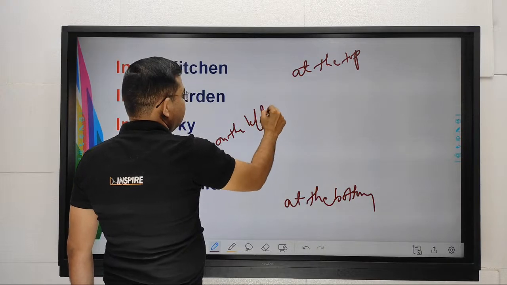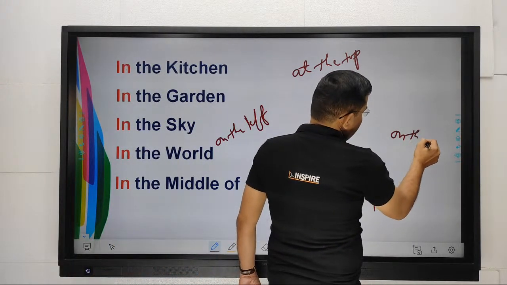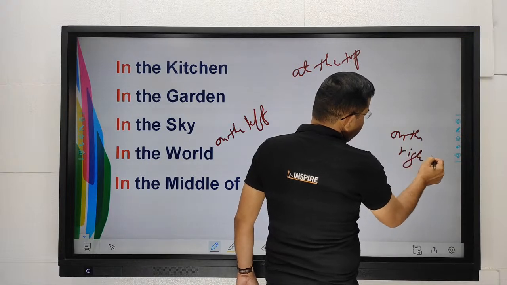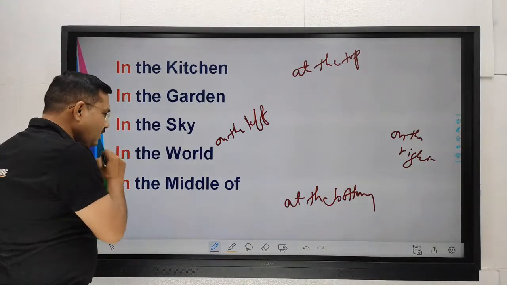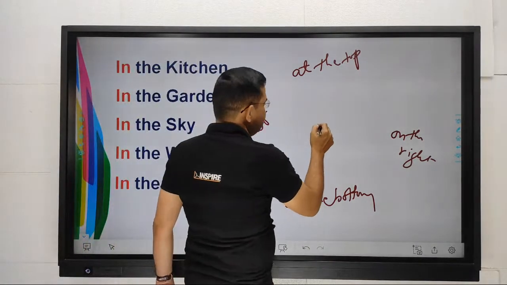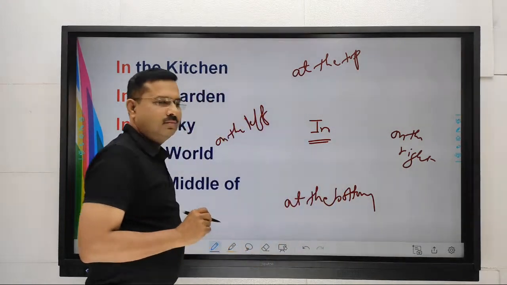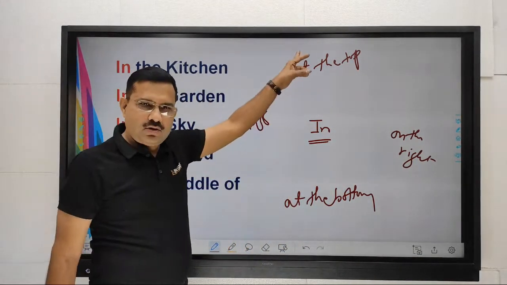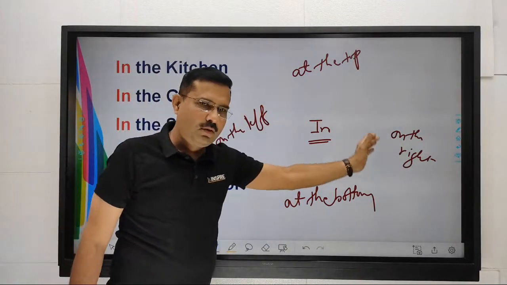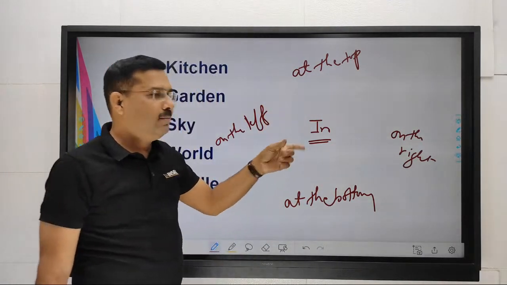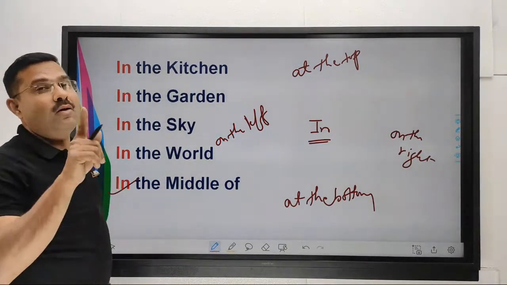On the left. On the right. And in the middle of. So, in the middle of. We always say at the top, at the bottom, on the left, on the right, and in the middle of. That's why it is written here, in the middle of.